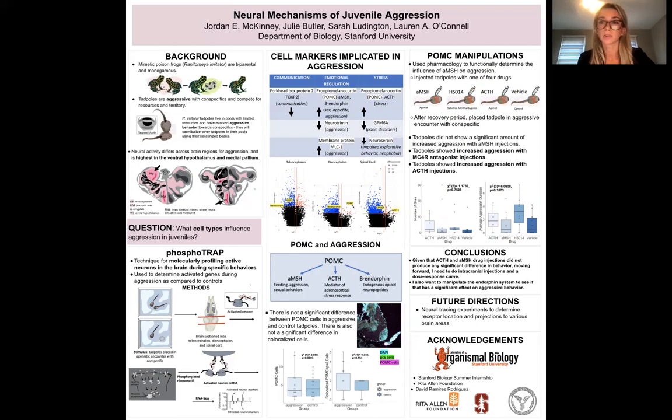So first, I'm planning on doing intracranial injections instead of intraperitoneal injections, as well as creating a dose response curve for the alpha-MSH and ACTH drugs. And this is in order to confirm these findings. I also want to manipulate the beta endorphin system pharmacologically, because that's another subunit of POMC that I think would be really interesting to look at in terms of aggression. And then in the future, I'm looking to do neural tracing experiments to determine receptor location, as well as projections to various brain areas. Thank you so much.